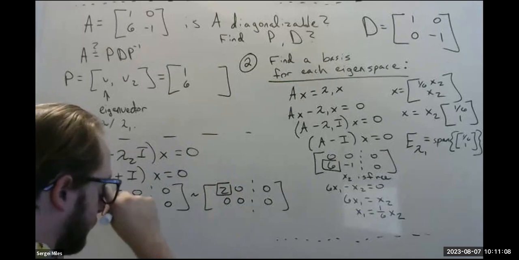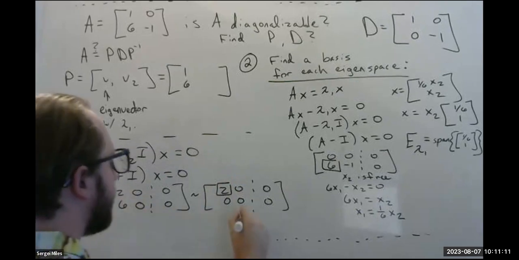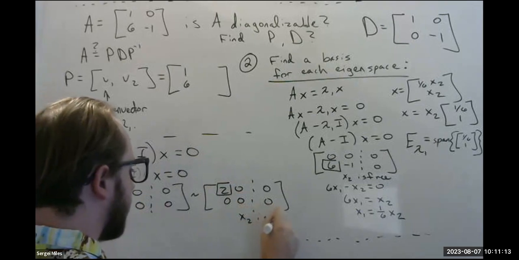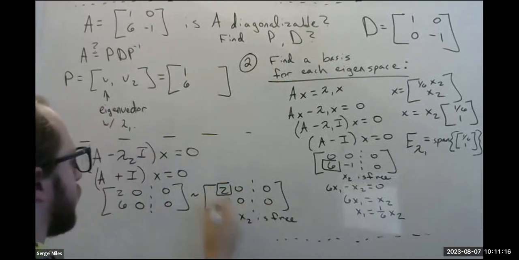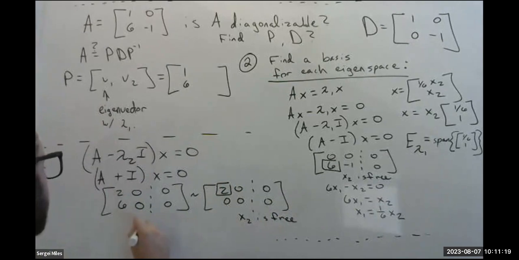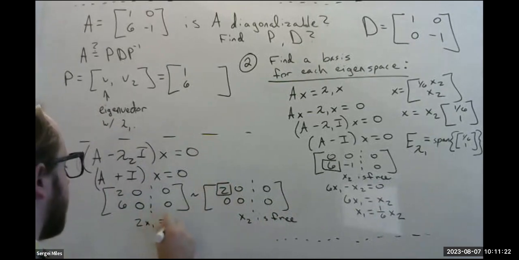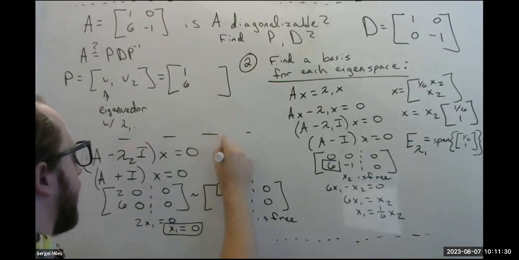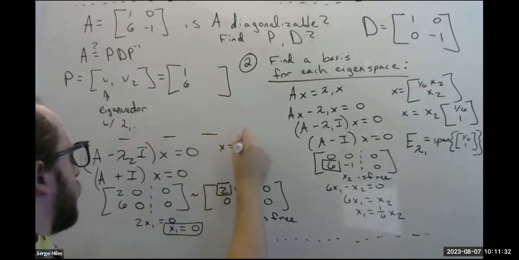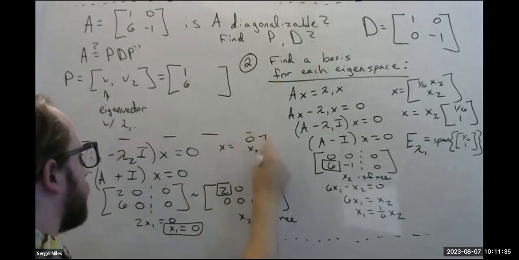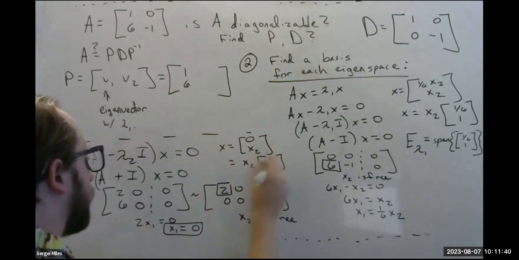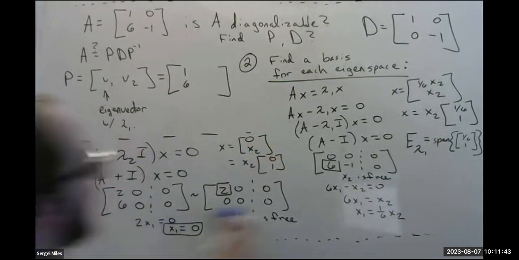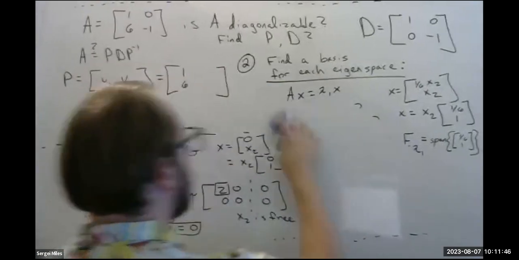All right. Again, x2 is free. And so what is x1? Well, 2 times x1 equals 0. So when I solve, x1 equals 0. So my vector x here equals 0, x2. So when I factor out the x2, I get x2 times 0, 1. In other words, my second eigenspace, I'll erase what we did over here.